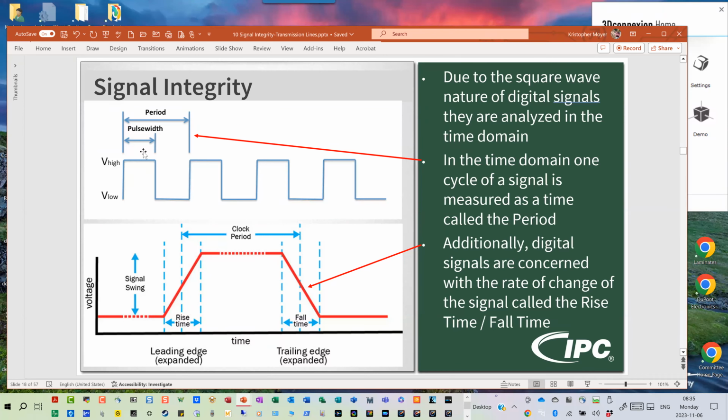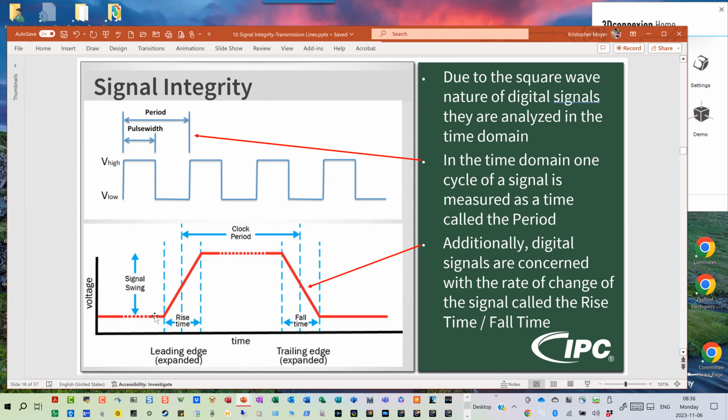So we call the equivalent of the wavelength, we call it the period here in time domain. And additionally, for digital signals, we are concerned with the rate of change of the signal called the rise time, fall time. We've already mentioned that. Now, I like this graphic, except that the person who created it, and I borrowed this from Google, has an incorrect title up here. This should say pulse width, not period, because this is just the rise time to be period. This should have been measured all the way out to a second rising edge, but close enough here.